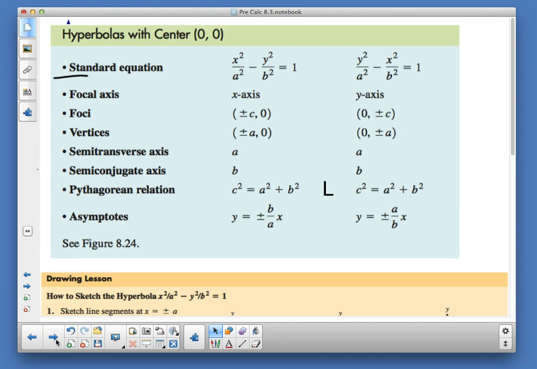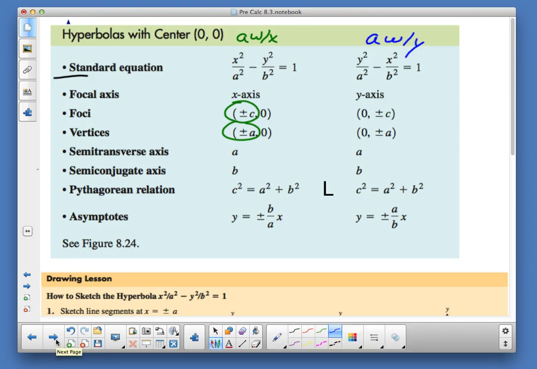Because if you know just enough to get in trouble, you have to spend more time rereading and compartmentalizing what's an ellipse, what's a parabola, and what's a hyperbola. Now, when I have A with X, for lack of a better phrase, my focus is with X, my vertex is with X. That kind of makes sense. When I have A with Y, my focus is with Y, my vertex is with Y, so that way I keep those things straight.